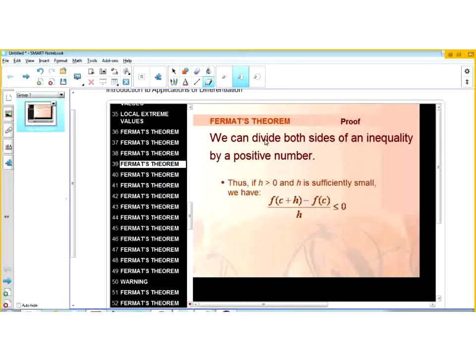So we take the inequality from the preceding slide and divide both sides by a positive number. So if h is greater than 0 and h is not 0, and h is sufficiently small, we'll have this result. So we have the difference quotient, right? If f of c is a max, we can construct this inequality where the difference quotient is less than or equal to 0.